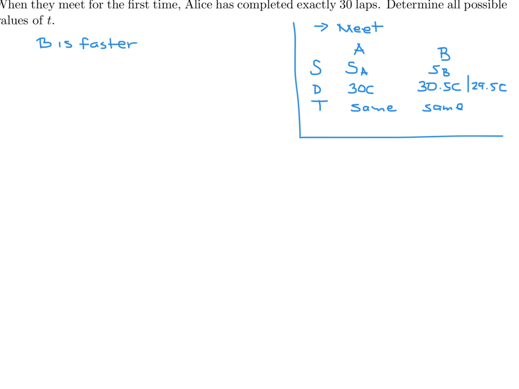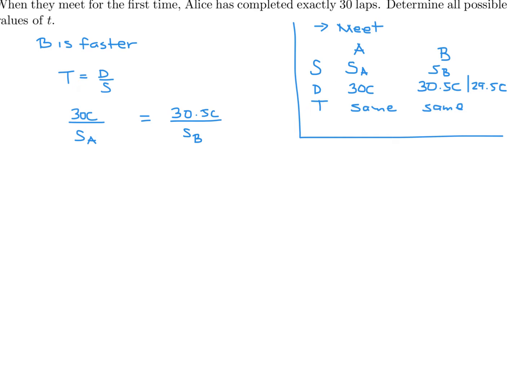Okay, so speed is equal to distance over time. So time is equal to distance over speed. And the two times are the same, right? So the time for Alice is her distance, which is 30c, over her speed, which is SA. And that's going to be equal to the time for Bob, which is distance over speed, which is 30.5c over the speed of Bob.